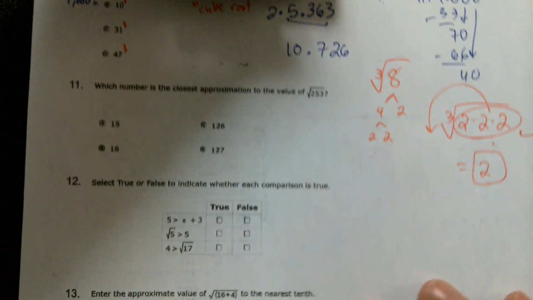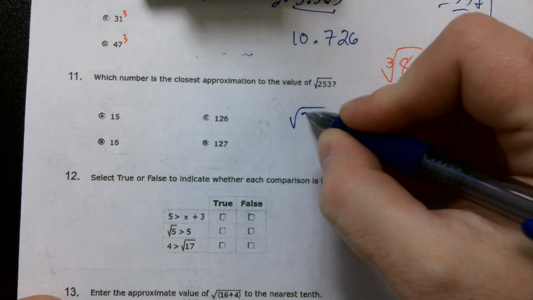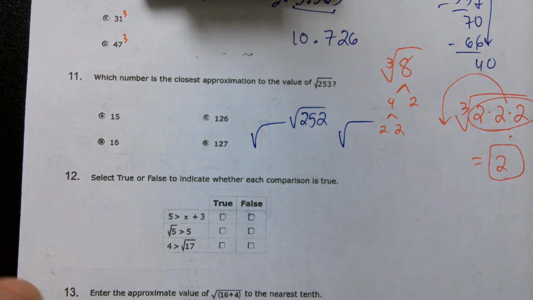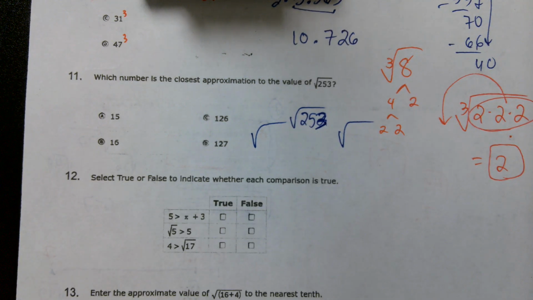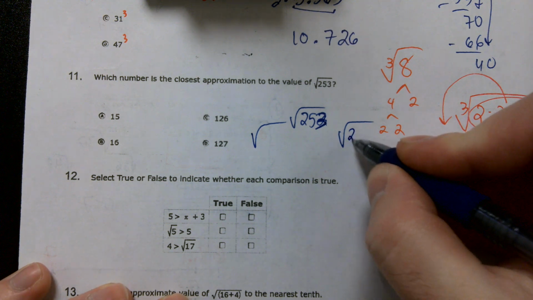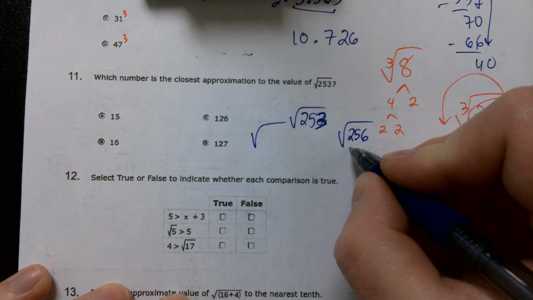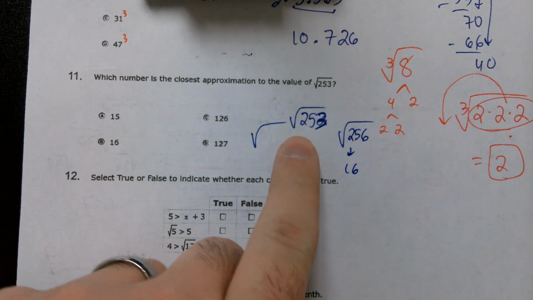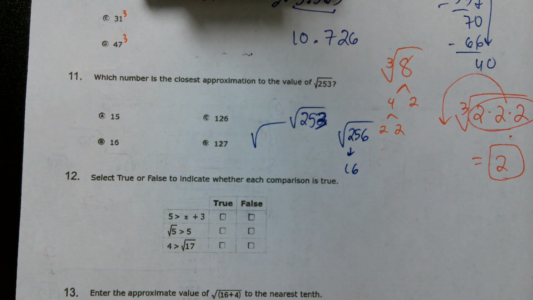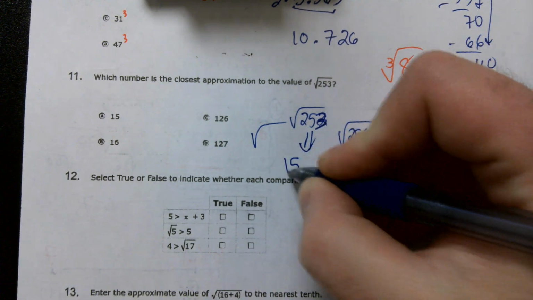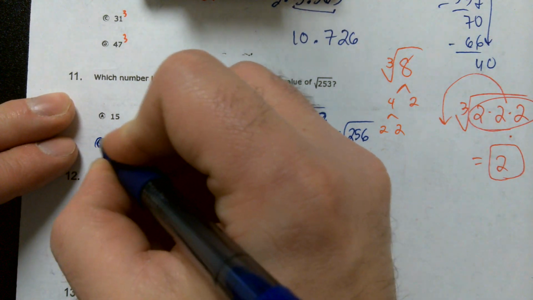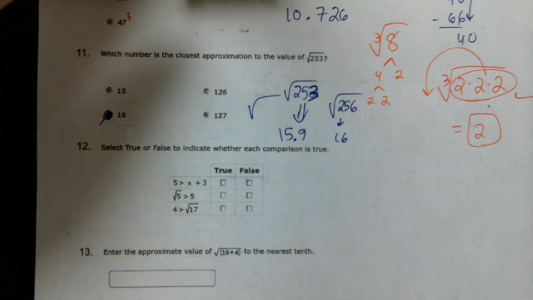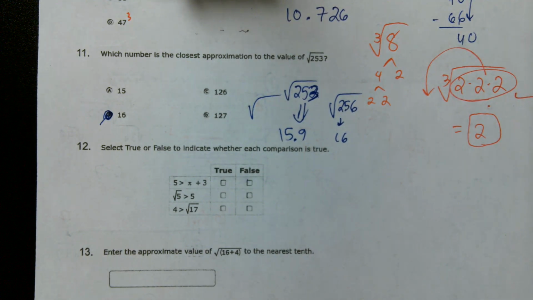Almost done. The closest approximation to 253, what's the closest square root to 253? Oops. Closest perfect square to 253? 256. What's the square root of 256? 16. This is just slightly smaller than 16, right? So we can approximate this is probably 15.9. Is that closer to 15 or 16? Closer to 16. So my answer is going to be B. Right? I'm not doing any exact math. A lot of this, almost all of this, is just estimating and using logic to figure out what's the best answer.